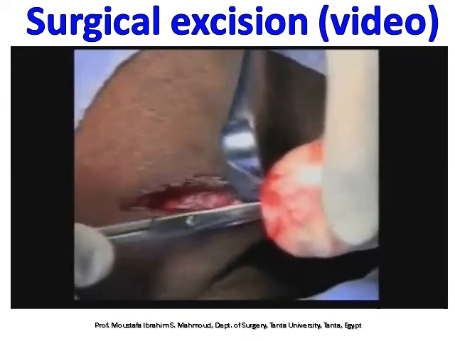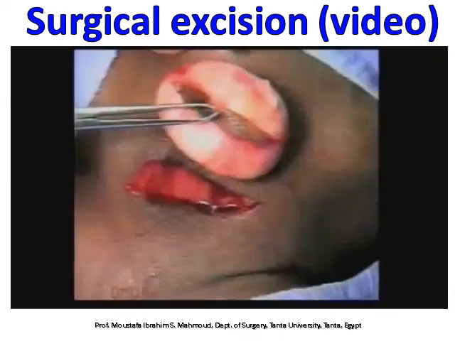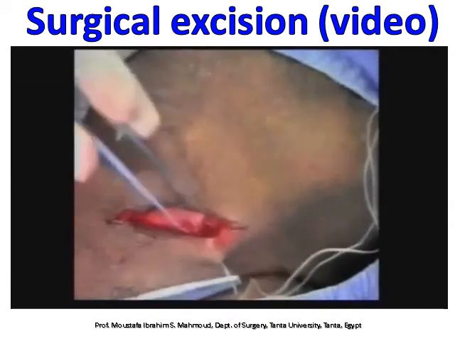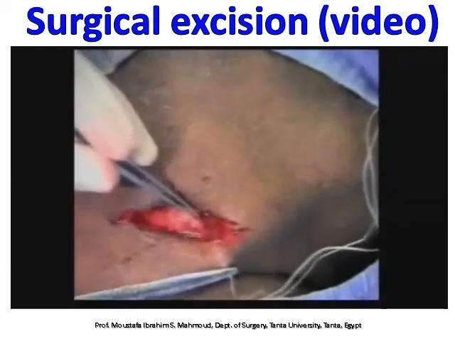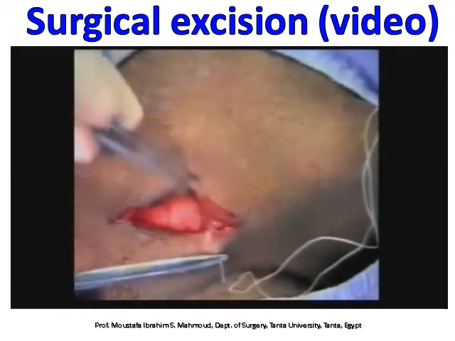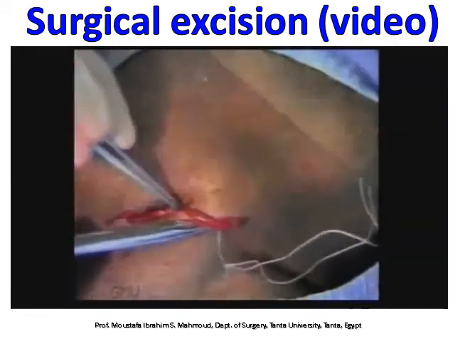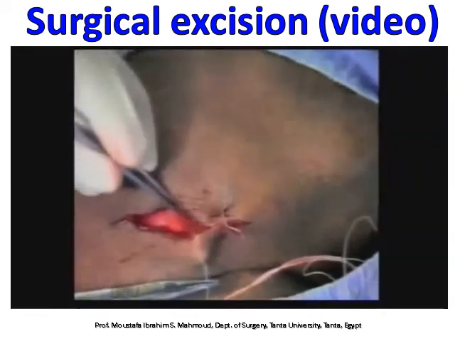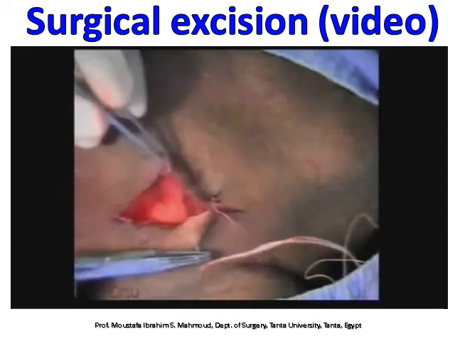Sharp dissection. The cyst with its punctum has been excised. Now, closure of the skin, subcutaneous tissue, and the skin by interrupted suture.